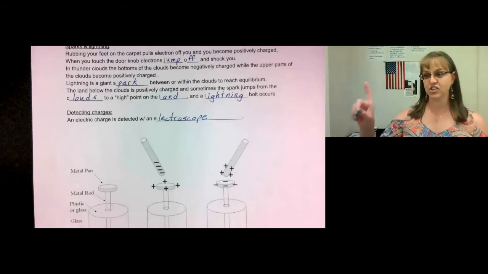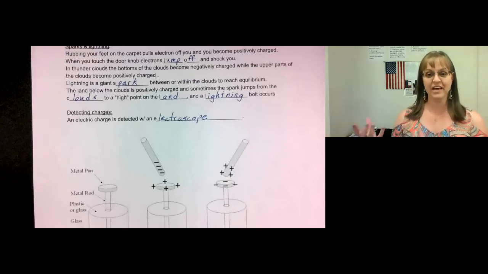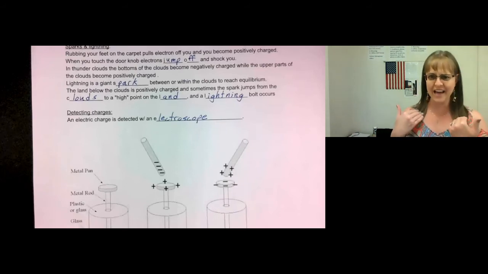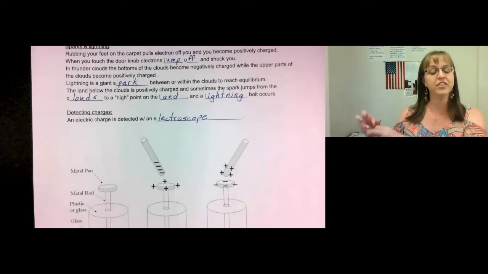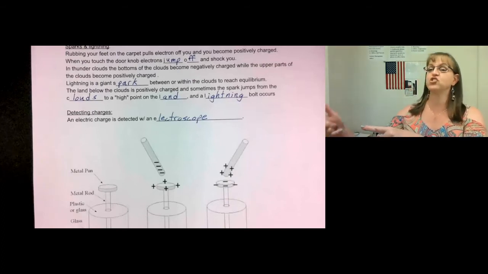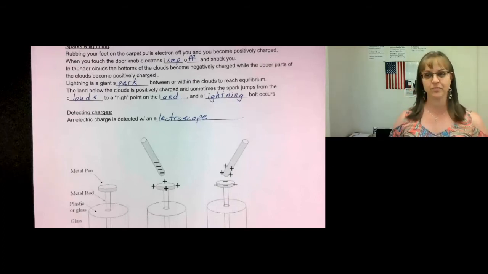Then you touch the doorknob. Well, the electrons in the doorknob want to equal out between you, with a lack of electrons, and the doorknob, with a normal amount of electrons. So you touch the doorknob, the electrons jump into you and shock you. If you were negative and the doorknob was positive, you'd feel the same thing. You couldn't tell which way the electrons were going because it would shock you either way.